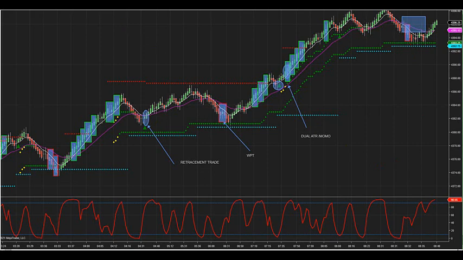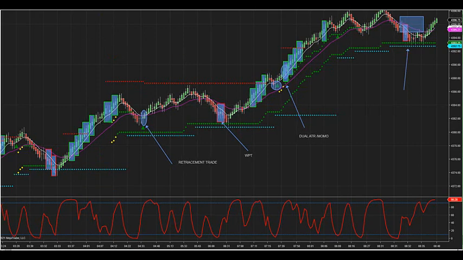Now we just got one again. We got another one. Just fired off. First target off. Just got another WPT that happened right in the low of the ATR. So now I got another WPT.